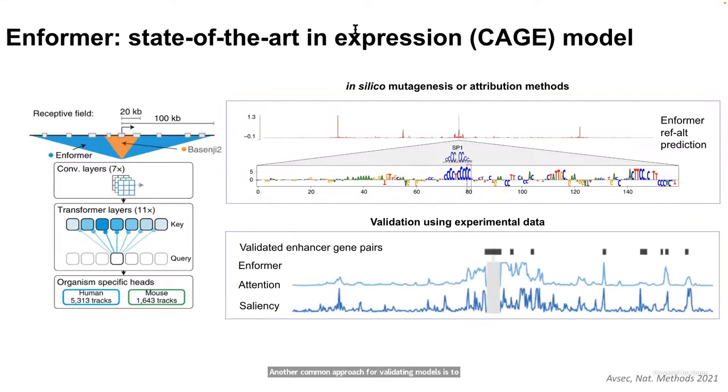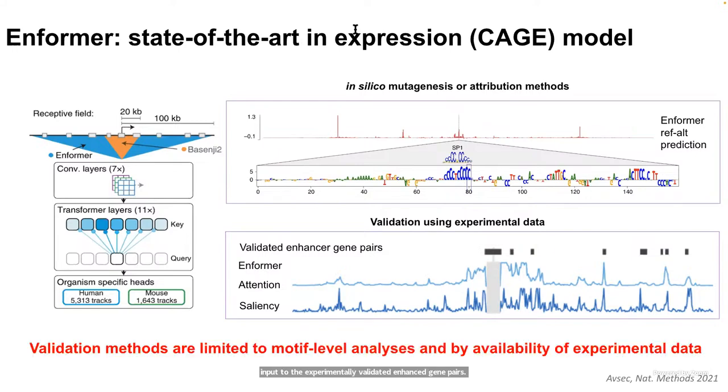Another common approach for validating models is to replicate experiments in silico and compare to experimental results. And this has been extended to CRISPR-I experiments as well. For example, here the authors have used attribution methods to assign importance to parts of the input and then compared the salient regions of the input to the experimentally validated enhancer gene pairs. However, this method is, of course, limited by the availability of experimental data and therefore cannot tell us what the model has learned beyond known biology.